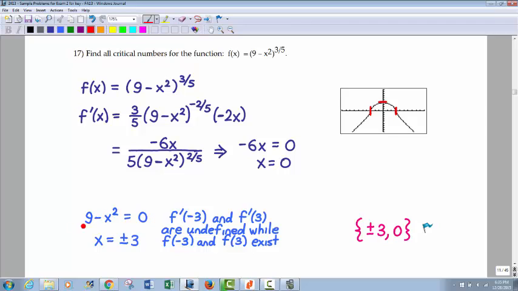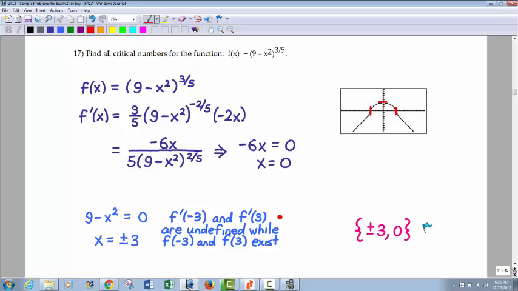Notice that in 9 minus x squared, plus and minus 3 would make that 0 in the denominator, which makes the derivative undefined. Well, like I just said, there are no discontinuities, so that's the second part of that definition of critical numbers. If it's undefined in the derivative, but it's still defined in the original function, those are critical numbers.